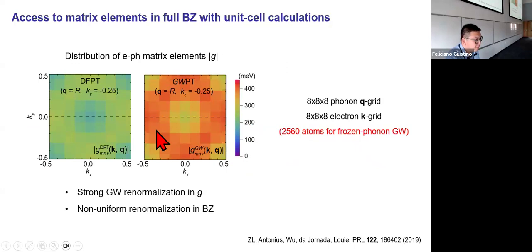And we can also look at the physics, what we can get. We see a strong renormalization. You see the color is much brighter. So that means the self-energy effect certainly enhances the coupling strength in this material.